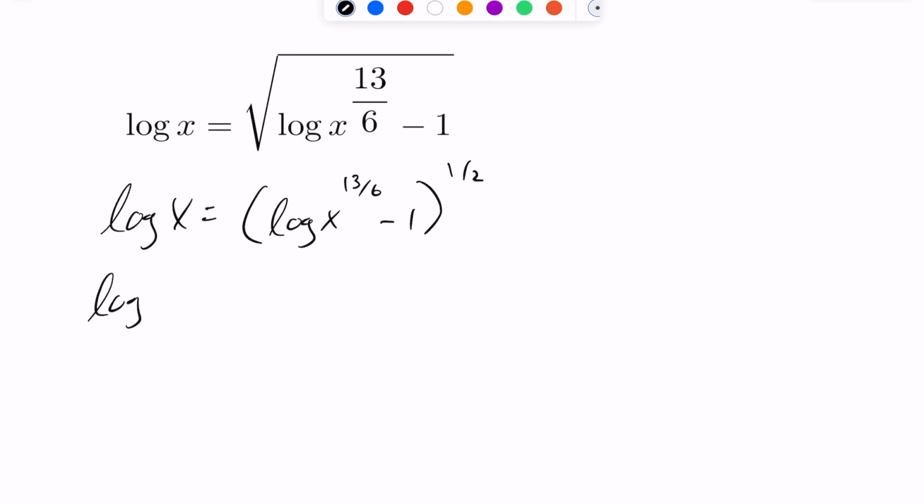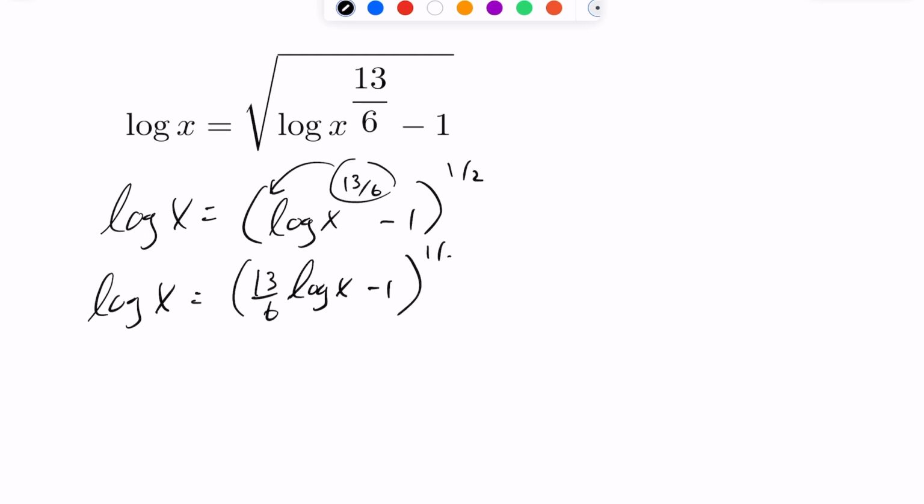So using my logarithmic rules, the first rule I can do is I can drop my exponent down. So I can rewrite this as (13 over 6 log of x minus 1), again to the power of a half. Now, I cannot drop this half down. That's not a logarithmic rule. But what I can do is I can square both sides of the equation. This becomes log squared of x is 13 over 6 log of x minus 1.